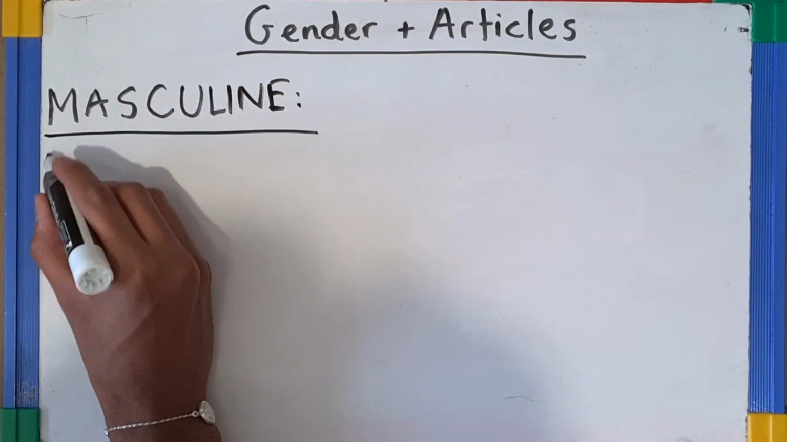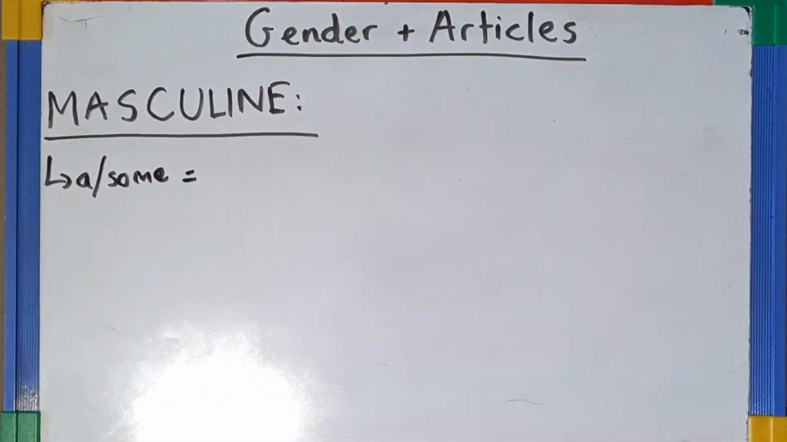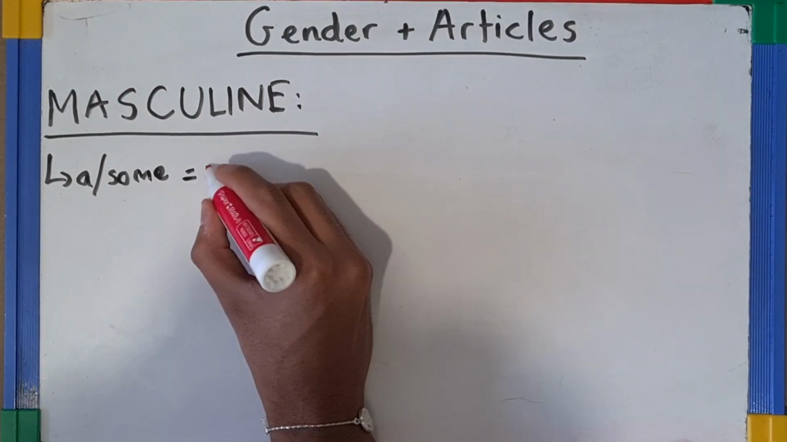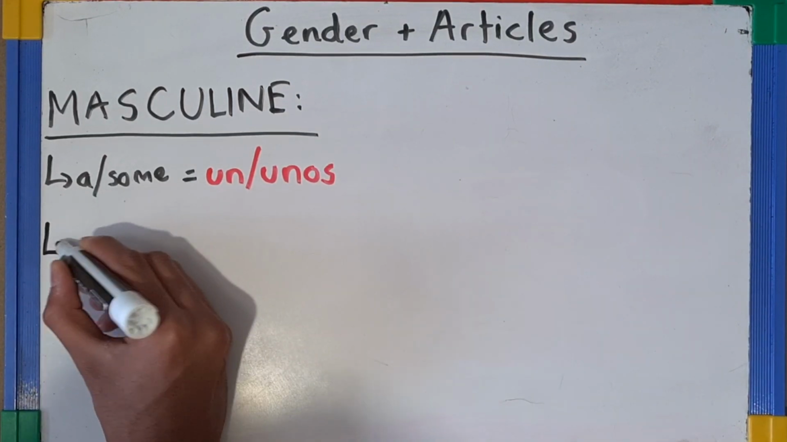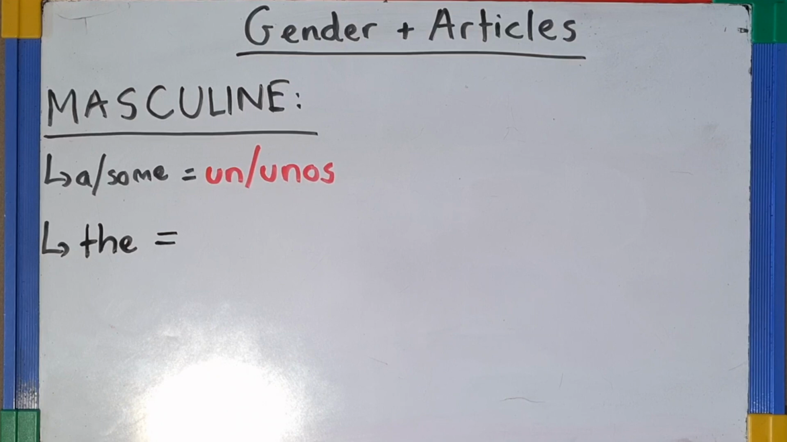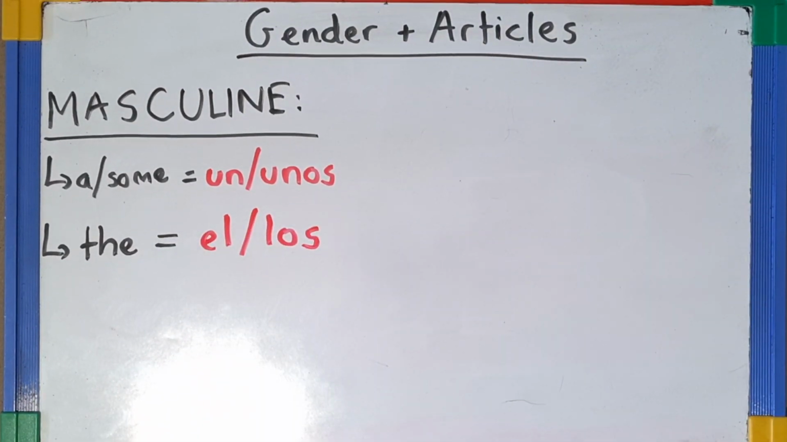If I wanted to say a or some followed by a masculine noun, we would use un and unos. Repeat after me. Un and unos. If I wanted to say the followed by a masculine noun, we would use el and los, where el is if the noun is singular and los for if the noun is plural. Repeat after me. El and los.